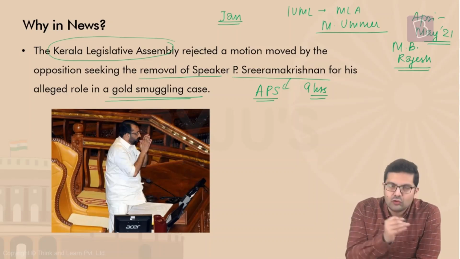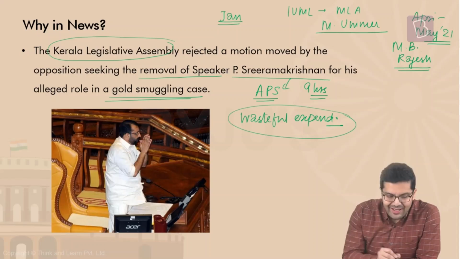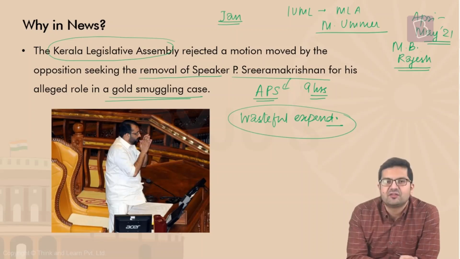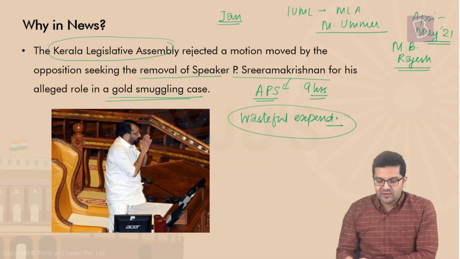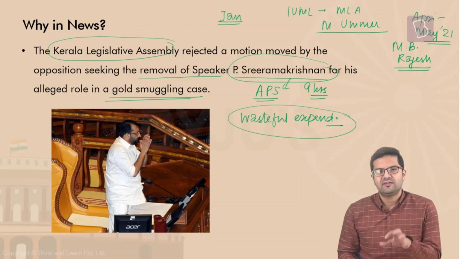Apart from this, the opposition also alleged that the speaker had been involved in wasteful expenditure, meaning that the speaker had invested some money in the renovation of the Legislative Assembly complex, which was wasteful. Based on all these charges, the opposition said the speaker had no right to continue, because his being the speaker went against the decorum of the house. This was the basic news, and the assembly rejected the motion.